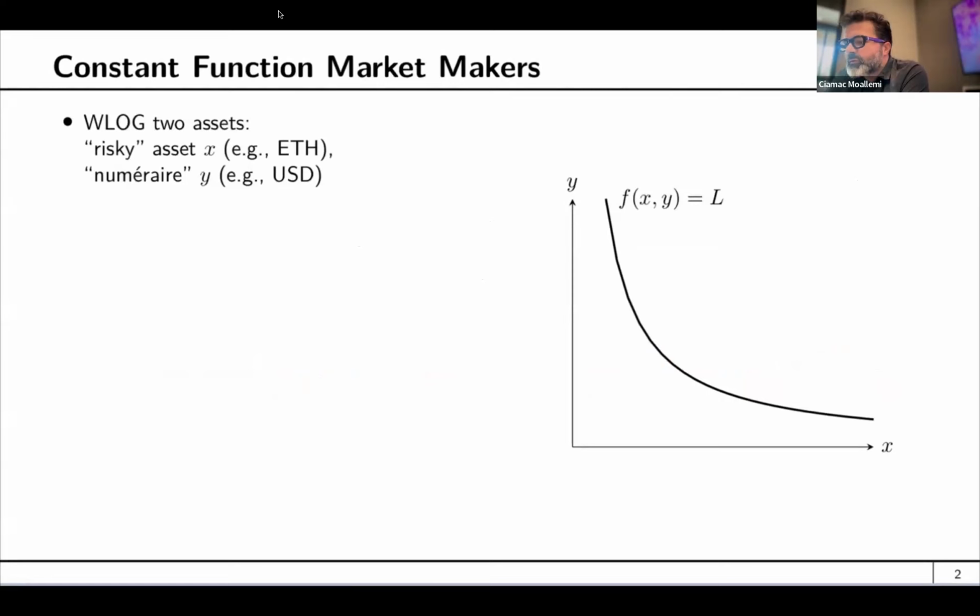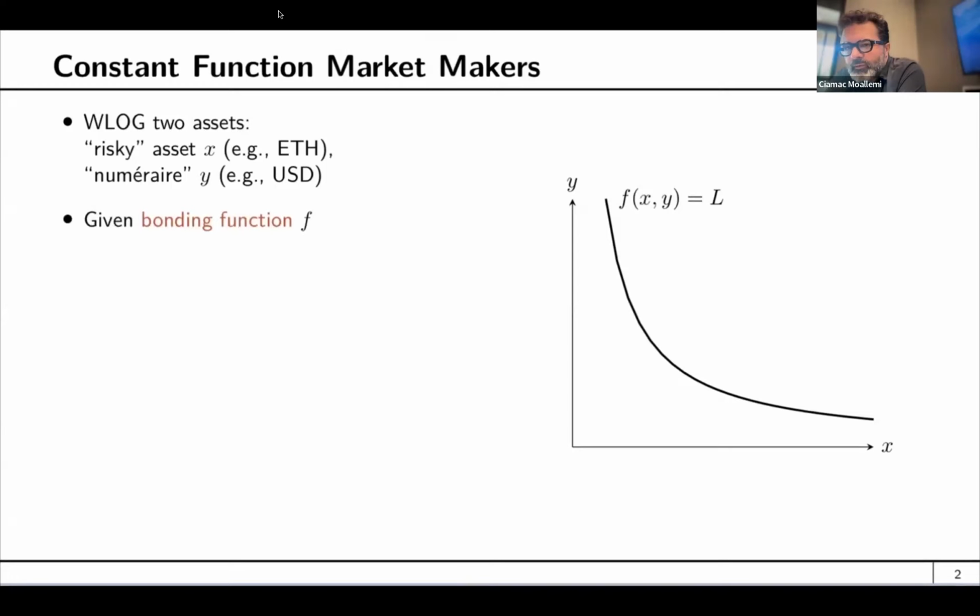And we'll be looking at a mechanism which allows exchange or trade of the risky asset for a numeraire or cash asset, which we'll typically denote by Y. So there you can imagine US dollars or perhaps some kind of tokenized version of US dollars. This is without loss of generality in the sense that the theory applies if we have more than two assets, and also applies if neither of the assets is a numeraire and so forth. But this is the most basic framework to start thinking about these ideas.